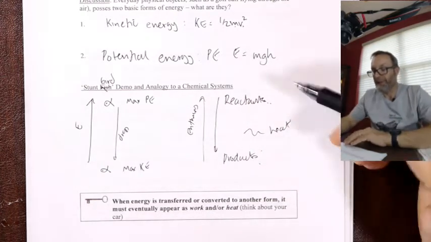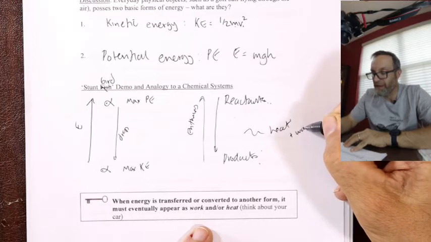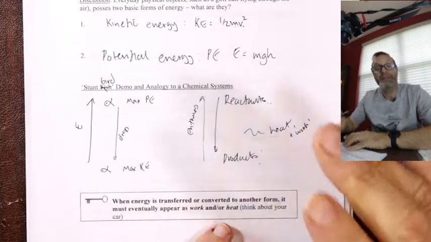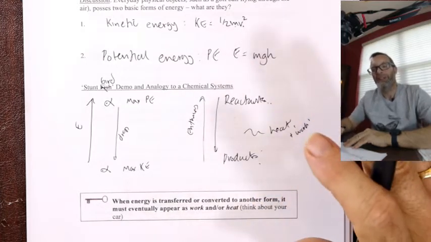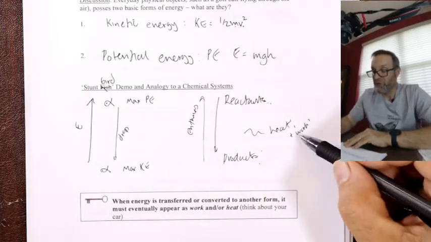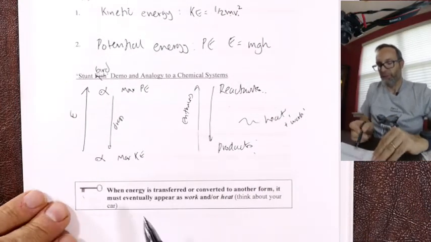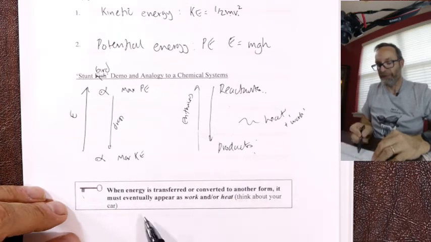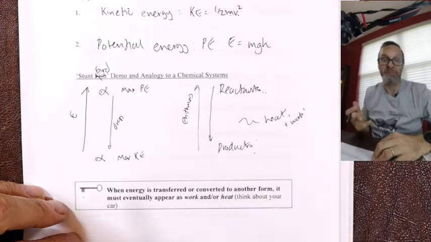Now, heat comes out, and sometimes if we produce a gas, it can maybe push a piston, right? So that's called pressure volume work. Most chemical reactions don't produce a gas, so that's normally not the case. We'll see it in more detail in a second. So when energy is transferred or converted to another form, it must eventually appear as heat and or work. In chemistry, mostly heat.